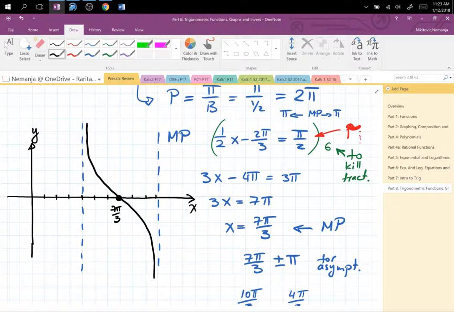So that's the end of the part on graphing. The last part for today to discuss is the part on inverse trig functions.